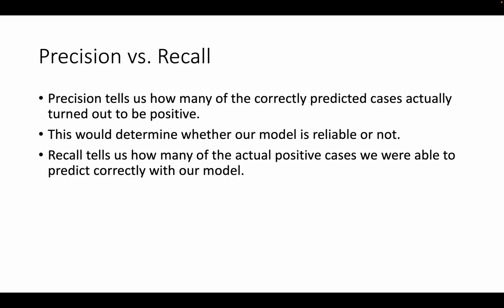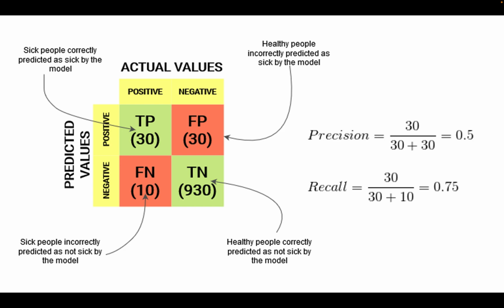This would determine whether a model is reliable or not. More the precision, more it is reliable towards our intent with which we made the model. Recall tells us how many of the actual positive cases we were able to predict correctly with a model. मतलब 1000 में से if you were able to predict 900, it will tell us that 90% of the time it was correctly predicting. ठीक है.